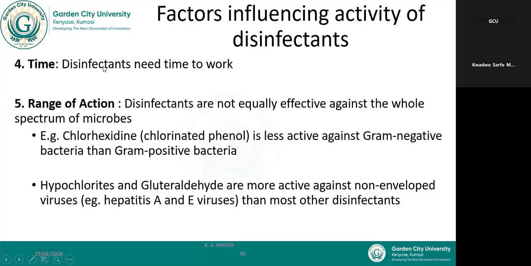Time is needed to make these disinfectants work better. The longer the time of exposure, the better. And some of these will work against certain range of microorganisms. Others are effective against a wide range. So some of them target gram positives only and not gram negatives because gram negatives have the outer membrane in addition to the cell wall. So this outer membrane, which is rich in the lipopolysaccharides, also protects the cell wall from the action of these disinfectants.